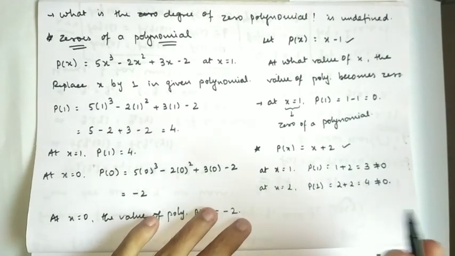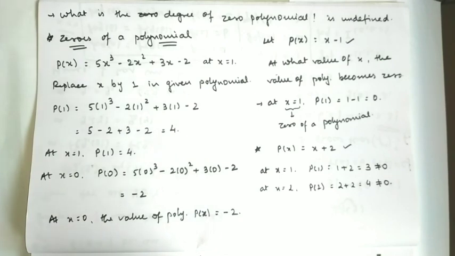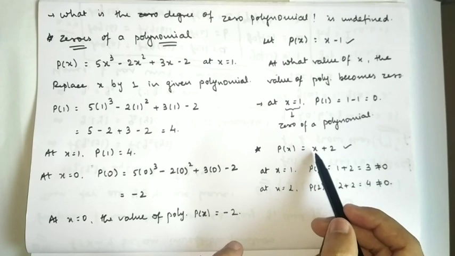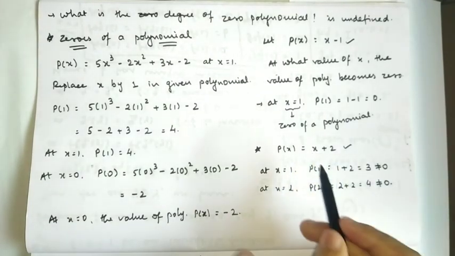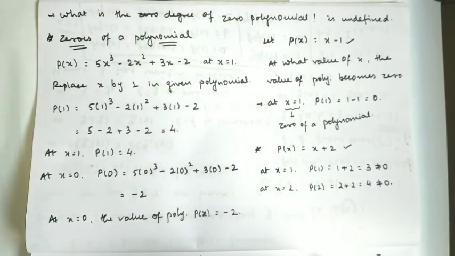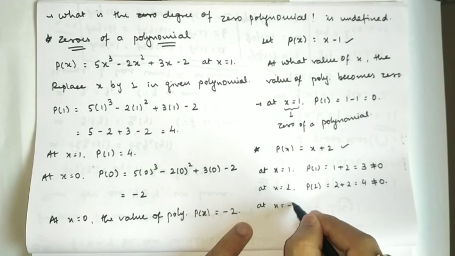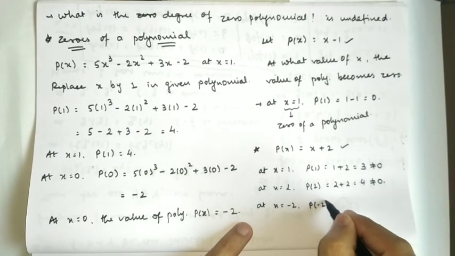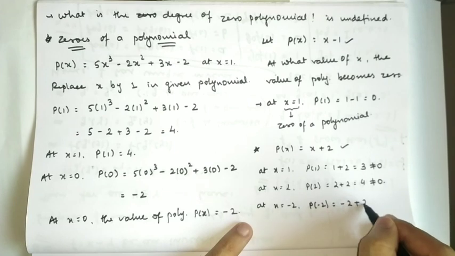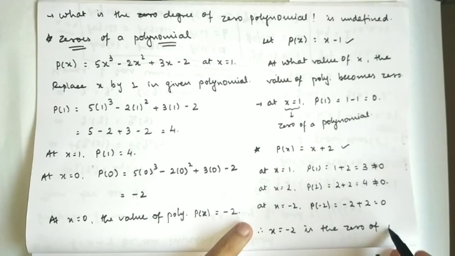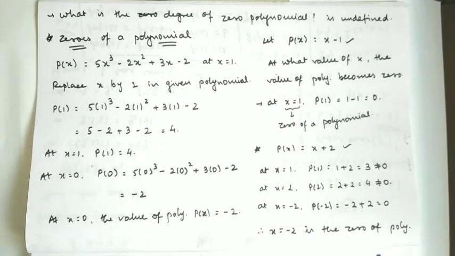Correct. Now how many such things can you do? We need to develop certain thinking: if I keep on putting positive numbers over here, this is never going to become 0, because every time it is going to add and keep on increasing the value. So let's go towards the negative side and let me take x equals minus 2. So what is going to be p of minus 2? Minus 2 plus 2 is equal to 0. That means x equals minus 2 is the zero of the given polynomial.